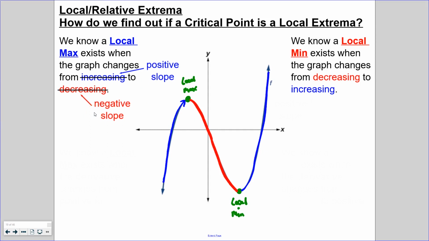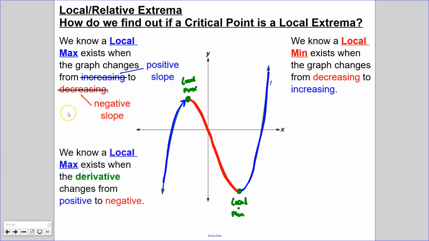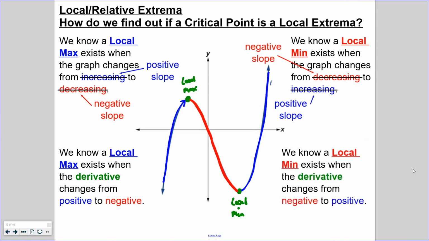So to put this in some more calculus-friendly terms, or using some of our new calculus lingo, we can say that we know a local max exists when the derivative changes from being positive to negative. And then we can do a similar thing with our local minimum. Decreasing is a negative slope, increasing is a positive slope. So we can say we know we have a local minimum when the derivative changes from being negative to positive.